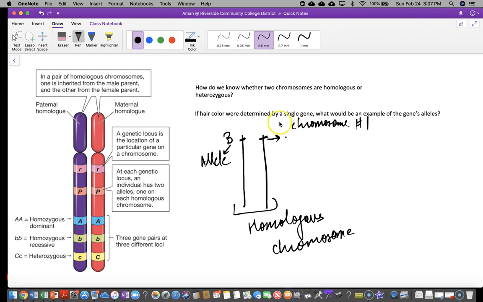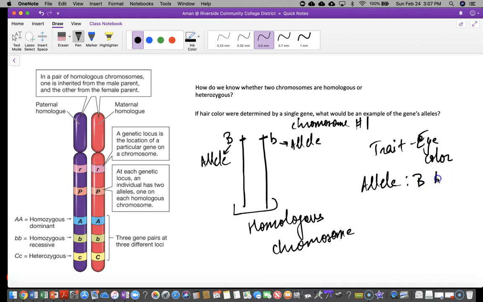So we're going to represent this by a small b. Now this is just an assumption. This could have been capital B, or this could be small b. So this is another allele of the same trait. So the trait is the eye color, and the possible alleles are capital B or small b.